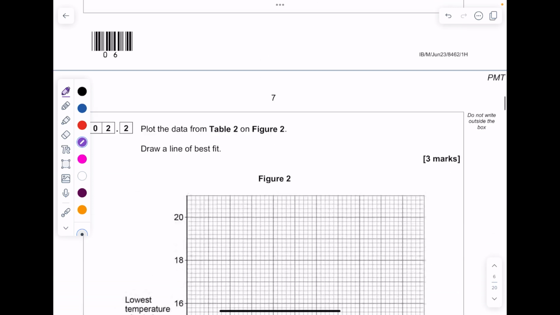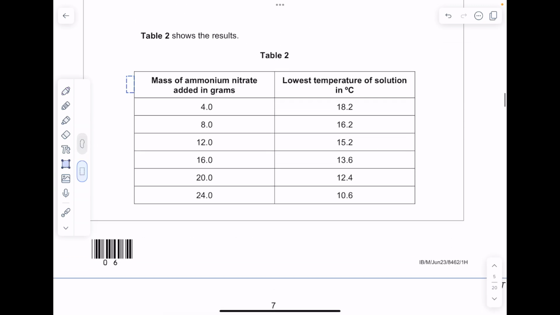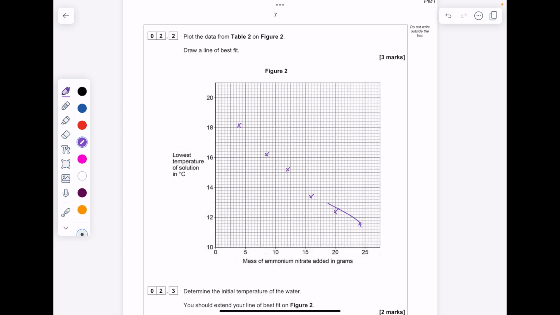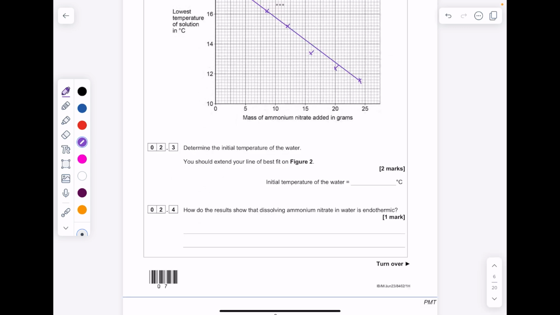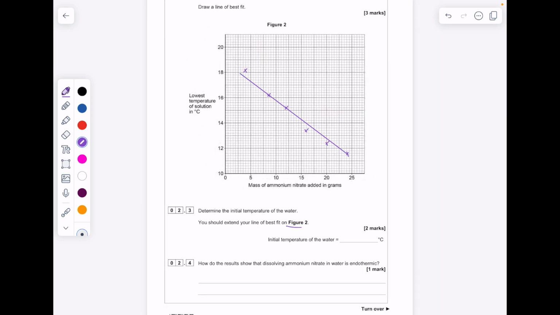Table 2 shows the results. Plot the data from Table 2 on Figure 2 and draw a line of best fit. Let's take the data. Let's draw a line of best fit. Determine the initial temperature of the water. You should extend your line of best fit on Figure 2. Follow the instructions. It's telling us to extend our line of best fit, so that's what I'm going to do here. So we're looking at this temperature right here. We can see that we start at 18.8. Obviously it will vary depending on your line of best fit.